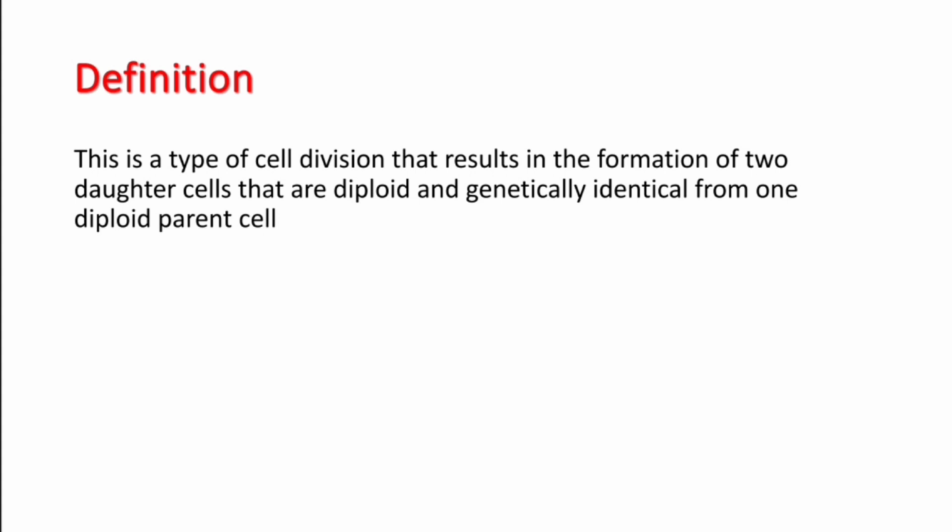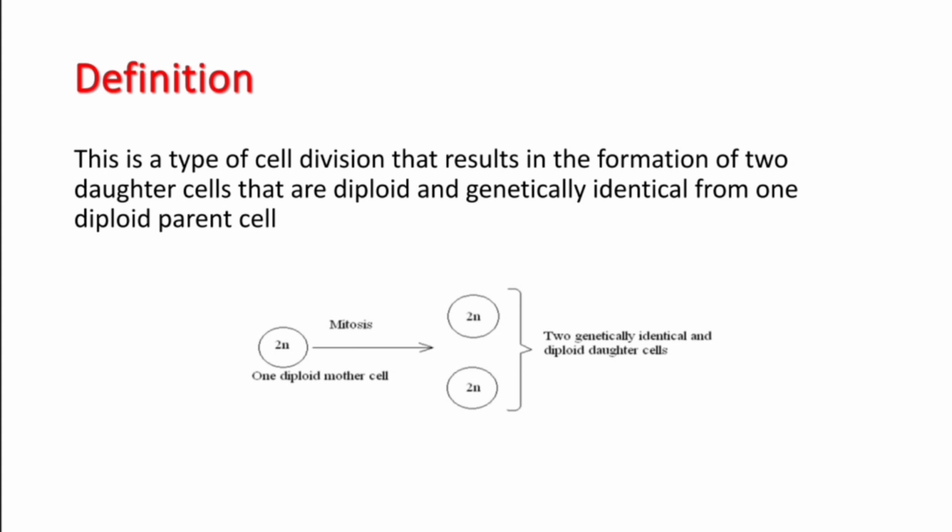Remember, the parent cell that is dividing in this case is a body cell or a somatic cell, and it contains the full number of chromosomes known as diploid number, denoted by 2n. So even the new cells that are going to be formed will also contain the same full number of chromosomes, which is known as diploid number, and that is represented by 2n. So here is the diagram. We are seeing that one cell is dividing into two new cells known as daughter cells. And these two new cells, they are genetically identical with the parent cell.